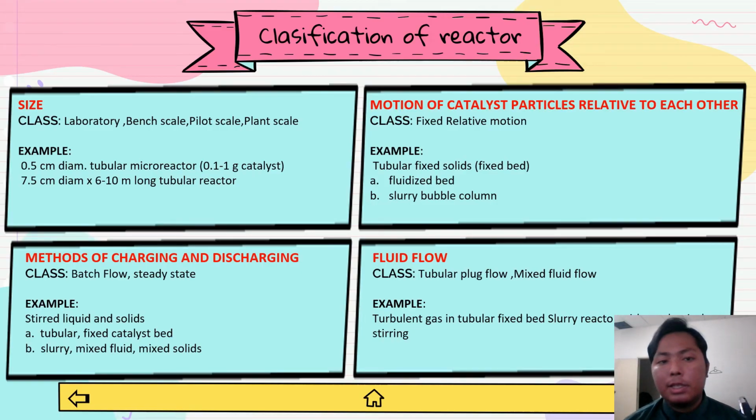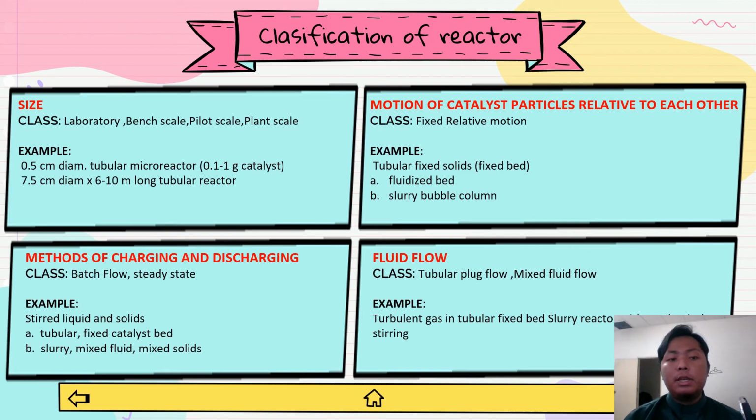Okay, next, let's discuss the classification of reactors. The classification of reactors is divided into four groups: the size, the motion of catalyst particles relative to each other, the method of charging and discharging, and the fluid flow. Let's discuss them one by one. First, we have the size. Which instrument or apparatus is suitable to measure the size?